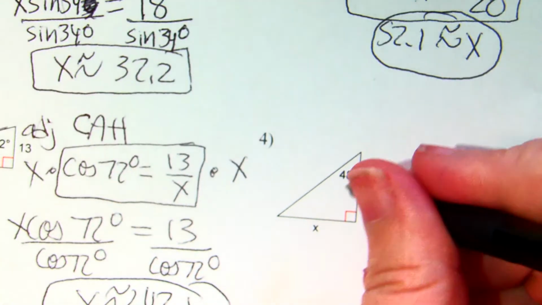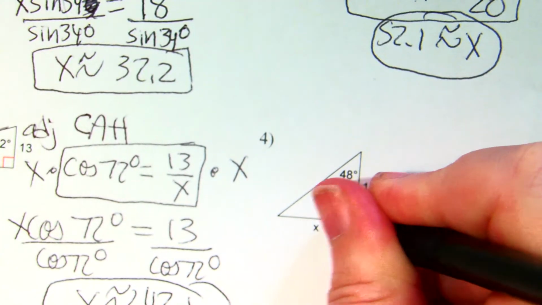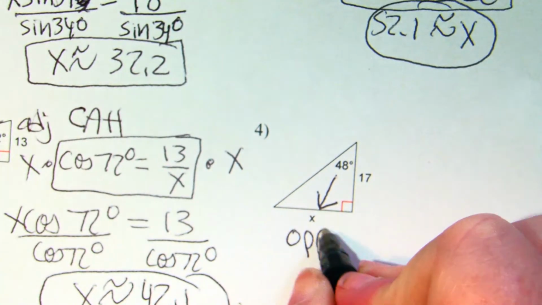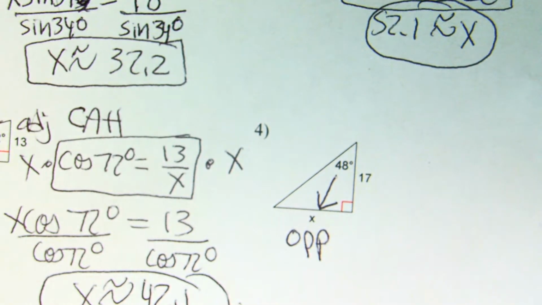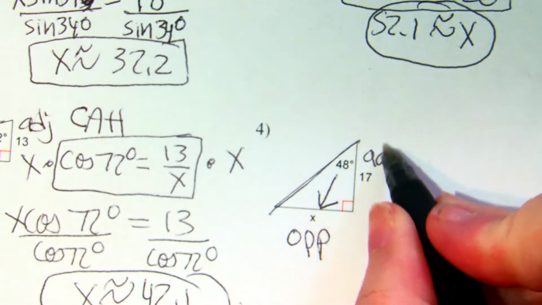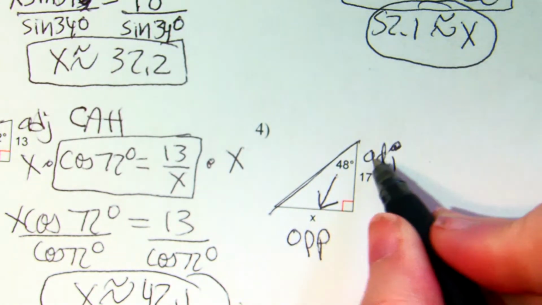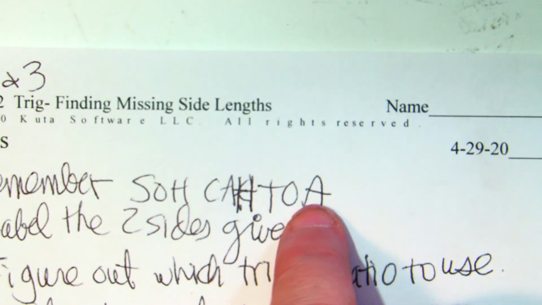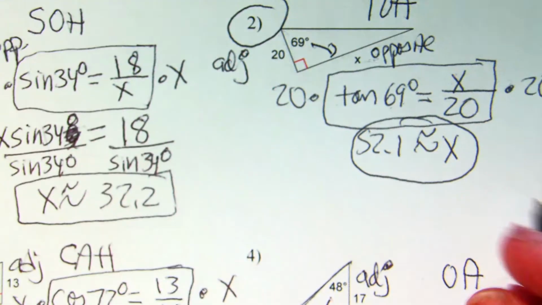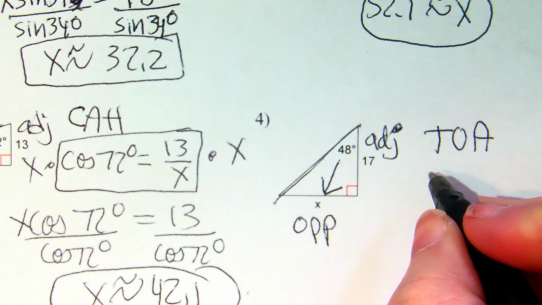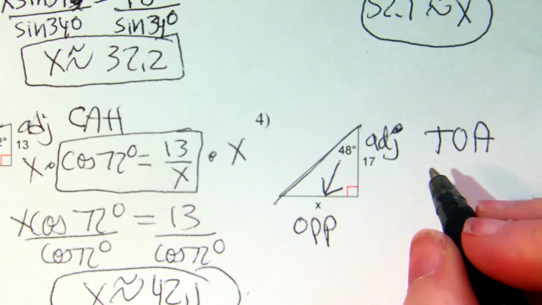So on number 4, for the 48 degrees, is this opposite, adjacent, or hypotenuse? Opposite. Where's the hypotenuse? Here. So this is adjacent. So O and A. So SOHCAHTOA, which one has O and A? Tangent. TOA. So you should write SOHCAHTOA on every page that you do so that you can refer to it.